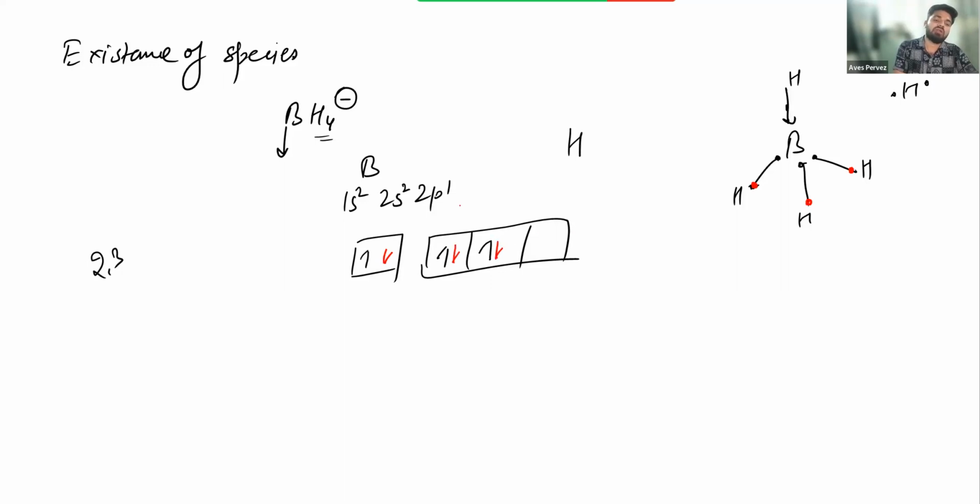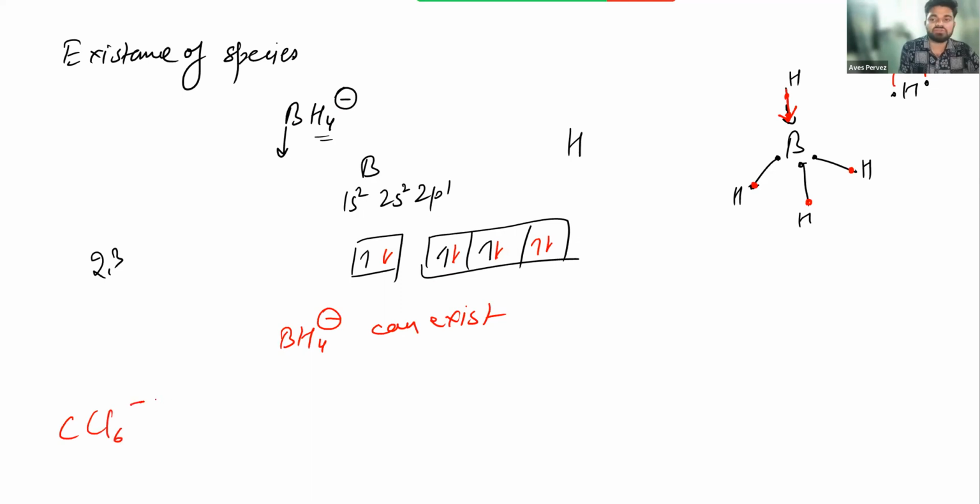But you see there is one vacant space that boron can fill with 2 electrons. Both of the 2 electrons of the H negative ion are carried by boron and make a coordinate bond. Since the space is available with boron, the BH4 negative ion is possible. So we can say that BH4 negative ion can exist. Understood? Yes, sir.